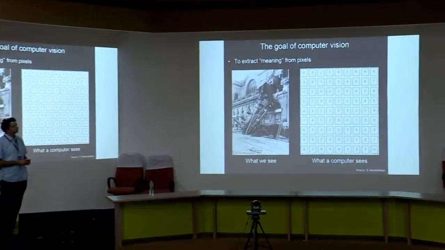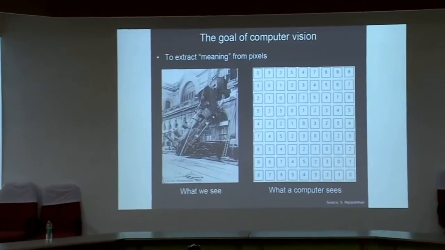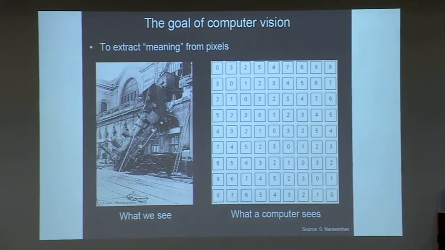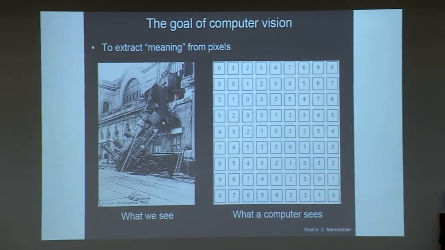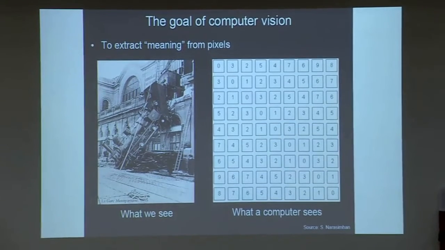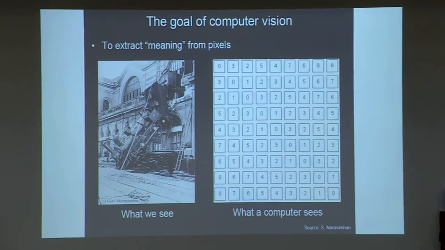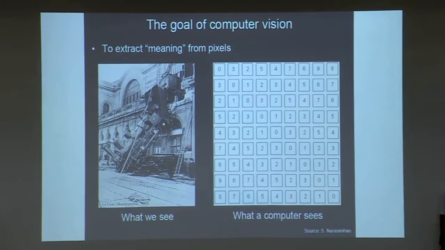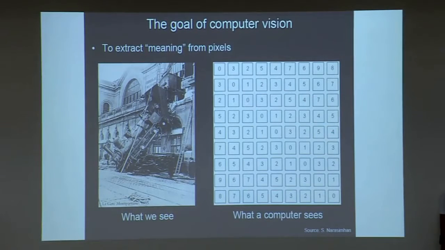So this is the goal of computer vision: we have an image and we want to interpret the image. Generally when we see it, we see the objects in the image. We see that the train has crashed through the station. But when the computer captures it on the image sensor, this is what it looks like. It's basically measuring the intensity at each pixel. And if you just look at these numbers, it will make no sense.